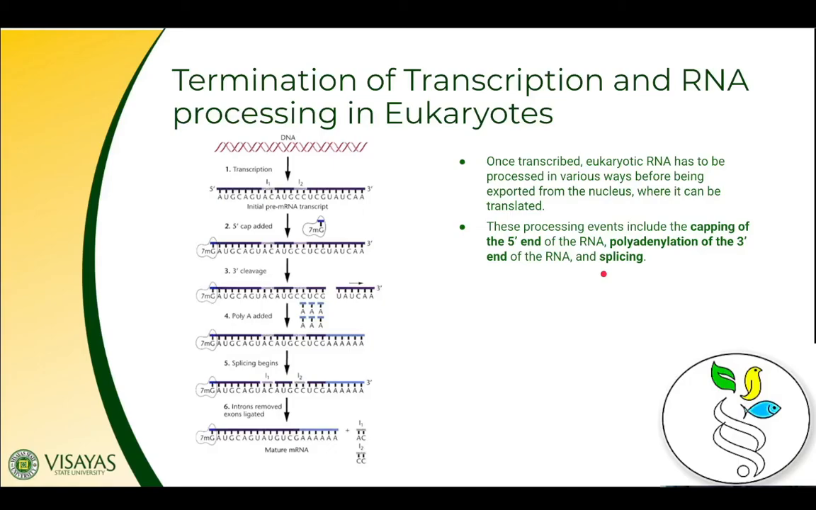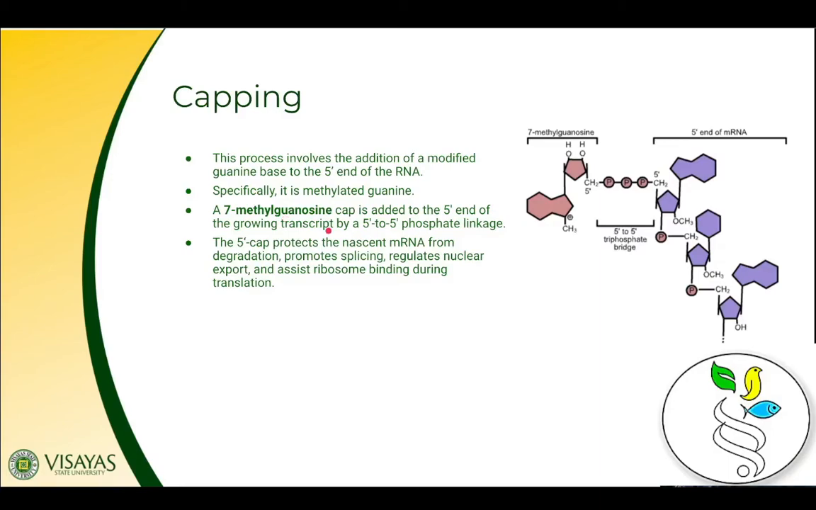Capping is the process that involves the addition of a modified guanine base to the 5' end of the RNA. Specifically, it is a methylated guanine, a 7-methyl guanosine cap, that is added to the 5' end of the growing transcript by a 5' to 5' phosphate linkage. So you have here the direction of the base, and now it is in a different direction. That's why the 5' is exposed. So 5' to 5'. The 5' cap will protect these mRNA. When we say nascent mRNA, we're talking about the mRNA that has just been transcribed in eukaryotes and has not yet undergone post-transcriptional processing.